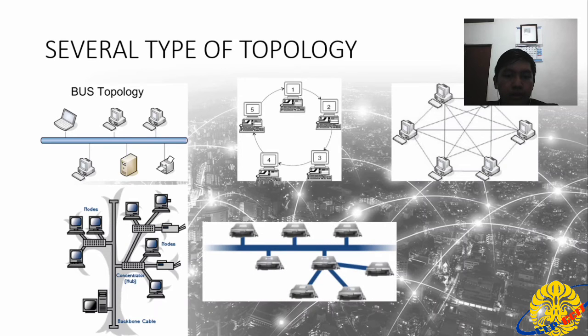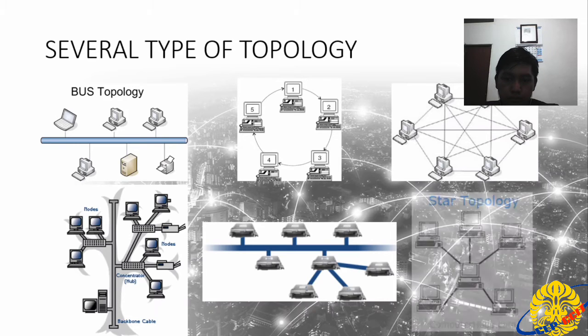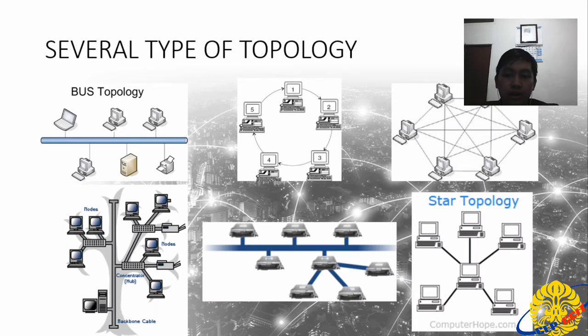The fifth is hybrid topology. A hybrid topology is a type of network topology that uses more than one different network topology. This topology can include a mix of bus topology, mesh topology, ring topology, star topology, and tree topology. And the last one is star topology.